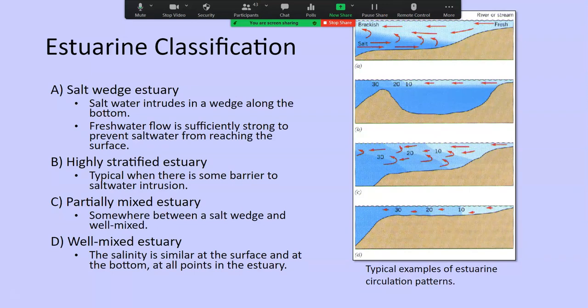So we can classify estuaries based on their mixing patterns, and here are a few basic definitions. A salt wedge estuary has saltwater that intrudes in a wedge along the bottom. And so that's going to be, for example, this one up here. So the salt water is intruding, and you can see that wedge shape, that triangular shape along the bottom. The freshwater flow in this case is sufficiently strong that it prevents the salt water from reaching the surface throughout the estuary. So you're going to get a lot of fresh water in the surface in an estuary like this.